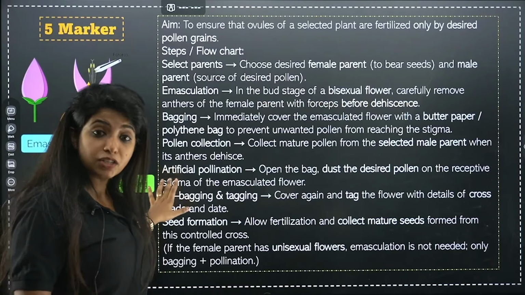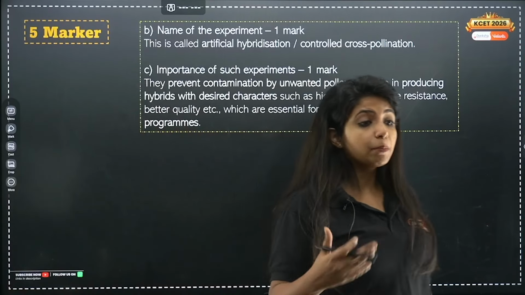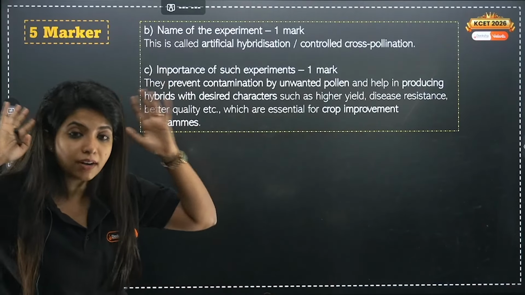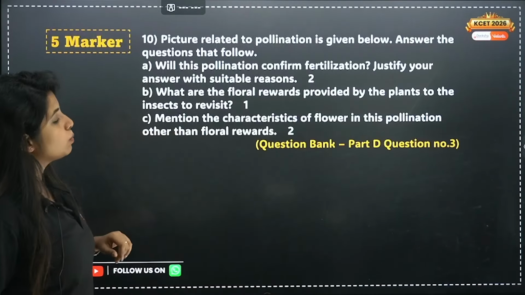Now, this question can be asked in different ways, for example, a farmer wants to create a hybrid variety of plants. What crop improvement program will he use? When crop improvement program comes, then understand it is artificial hybridization that is being asked about.